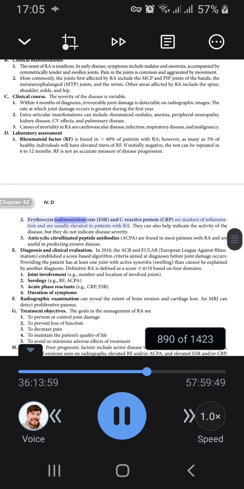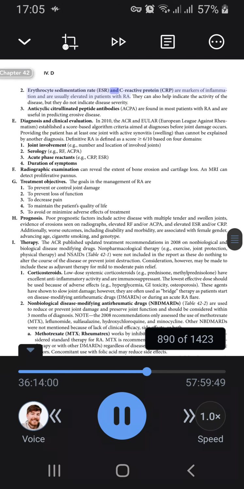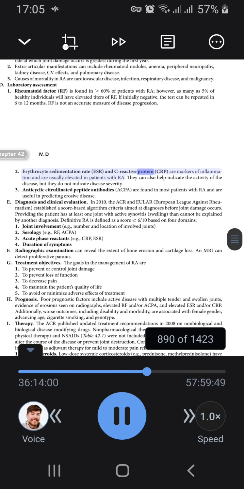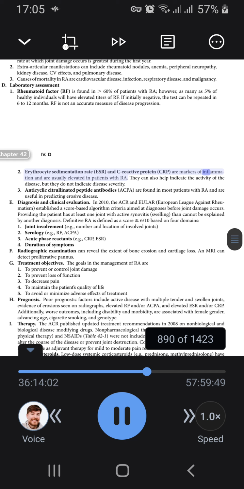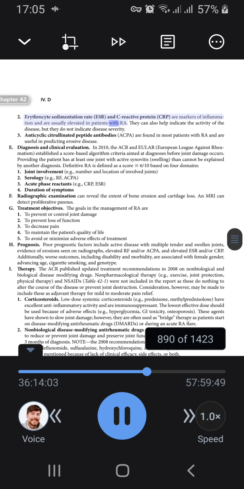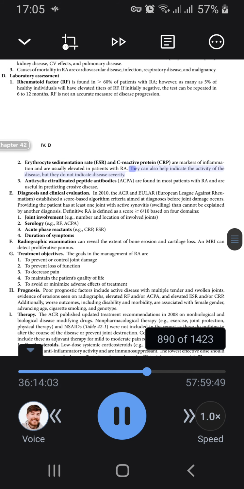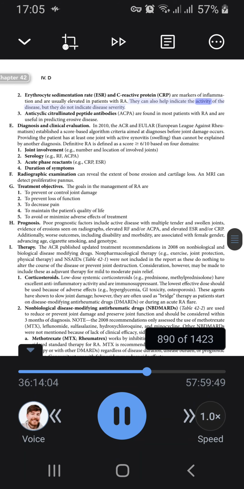2. Erythrocyte sedimentation rate ESR and C-reactive protein CRP are markers of inflammation and are usually elevated in patients with RA. They can also help indicate the activity of the disease, but they do not indicate disease severity. 3. Anticyclic citrullinated peptide antibodies ACPA are found in most patients with RA and are useful in predicting erosive disease.